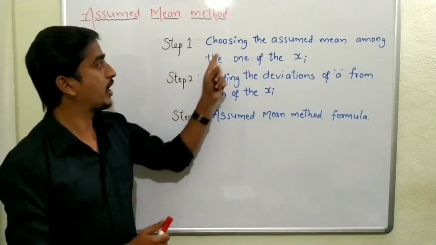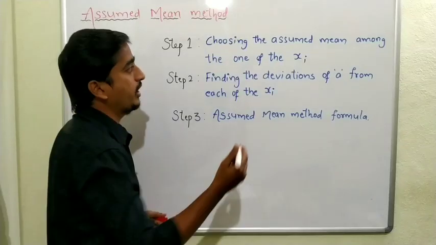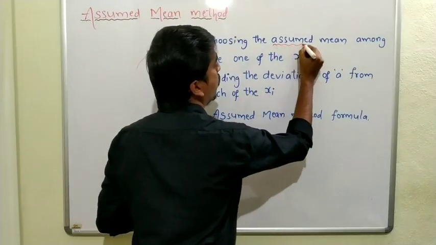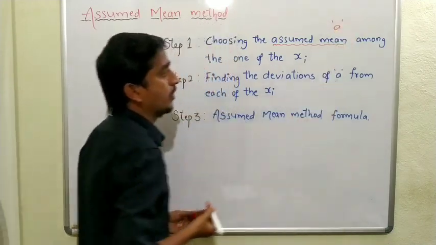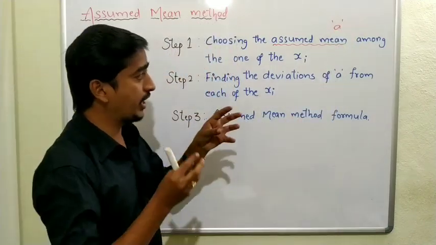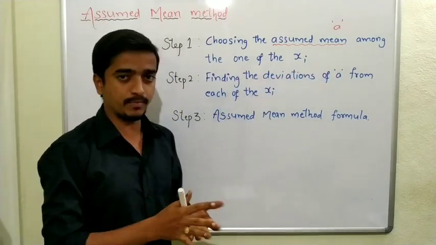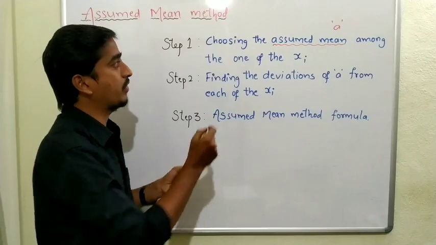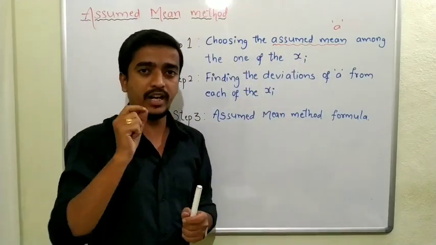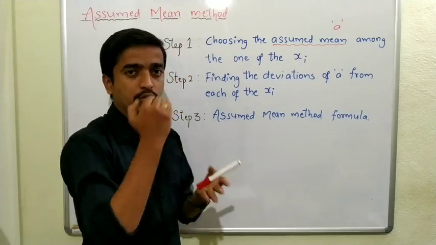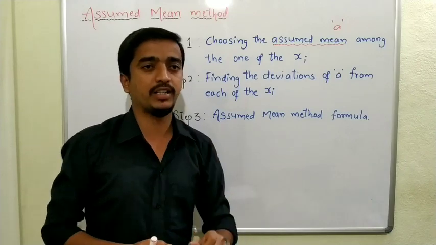The first step is choosing the assumed mean from among the xi. Here we have to select an assumed mean, which we can denote by small a. The xi's are the class marks, so among the class marks we have to select one assumed mean. The best choice is to take the central value of the xi's, that is, the middle value.